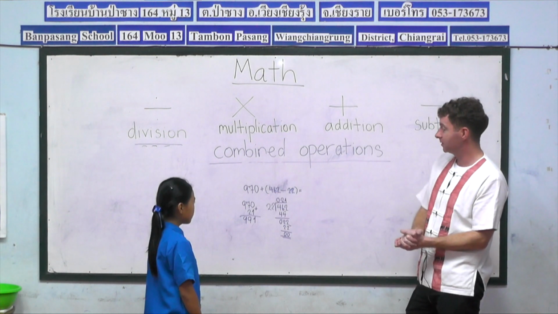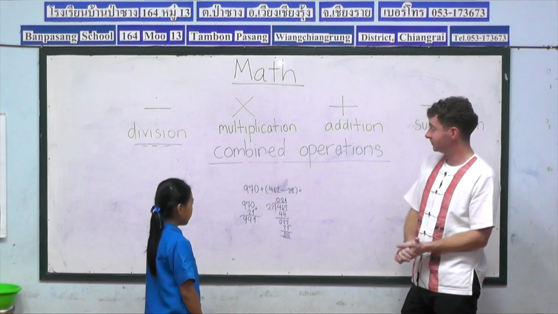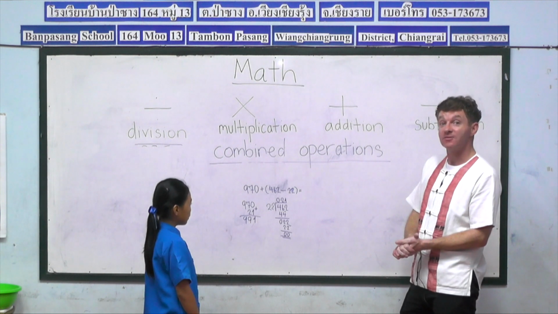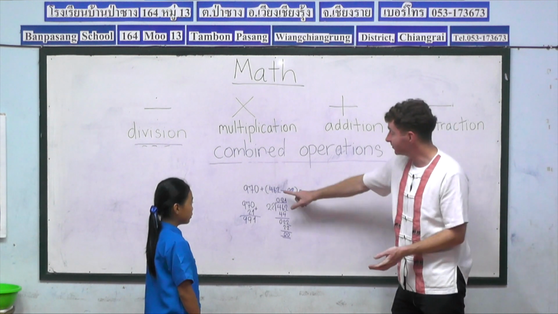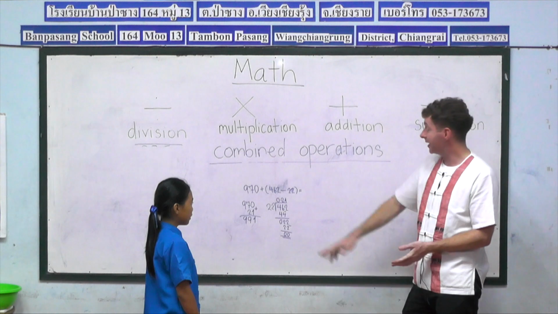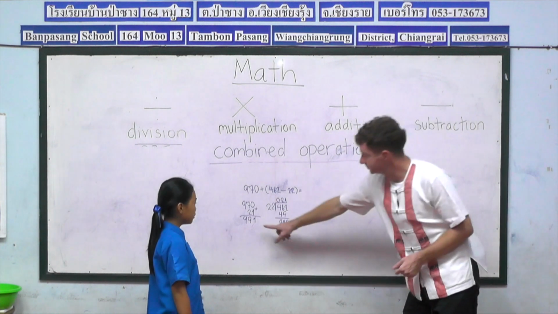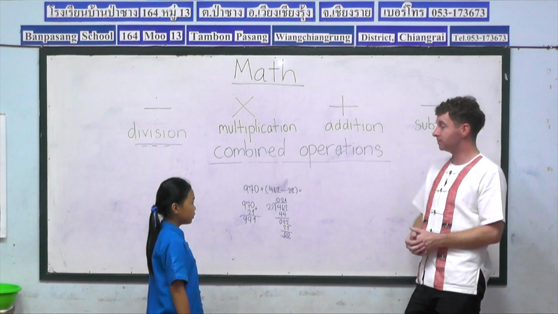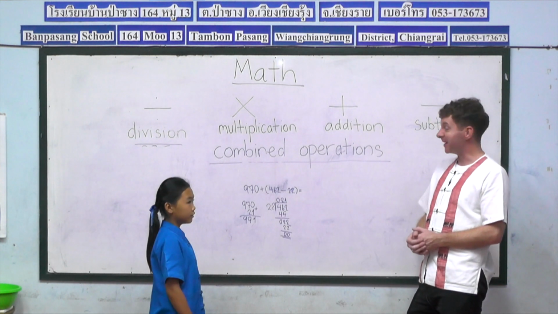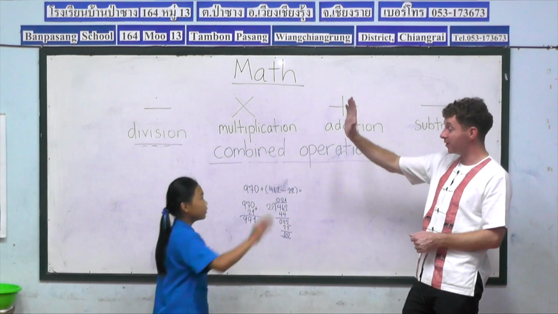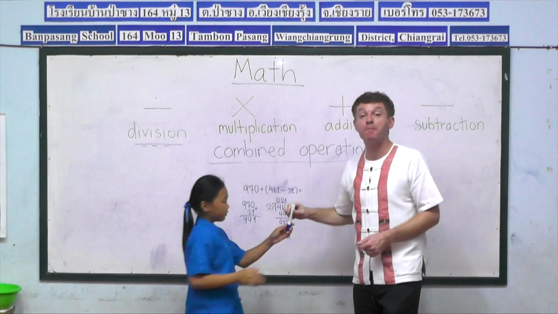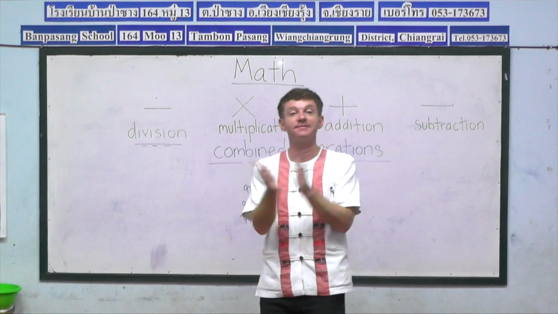970 plus 462 divided by 22 equals 991. Nadia, that was brilliant. Very well worked out. High five and a big round of applause for Nadia, please, guys.